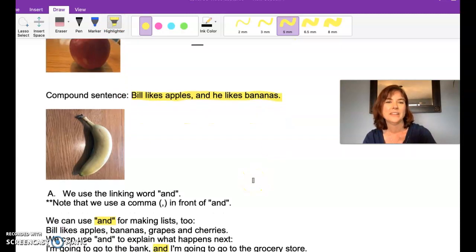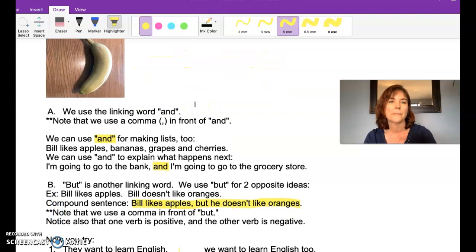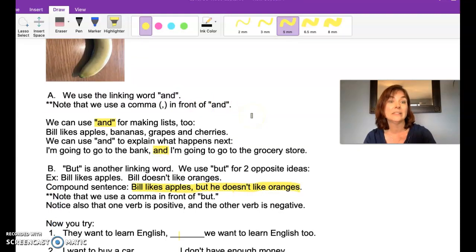There we go. So notice this little thing here, that is a comma, and that's going to come in front of and, okay? And that helps us to pause our voice. Bill likes apples, and he likes bananas. Okay, so we pause there in our speaking. We call that a comma in writing. We can also use and for making lists, okay? Bill likes apples, bananas, grapes, and cherries.